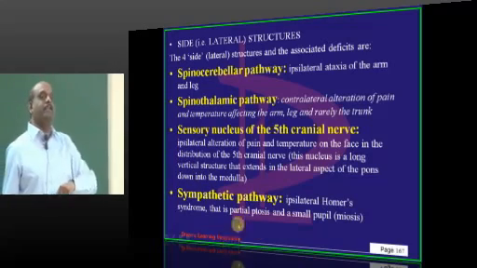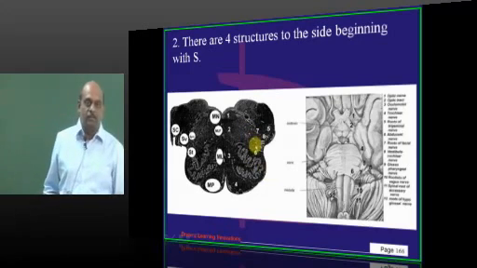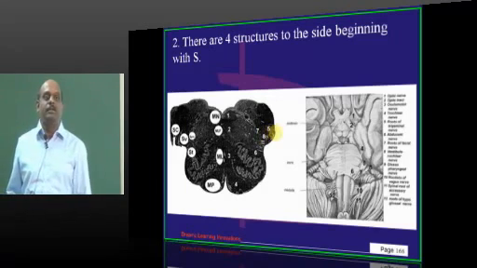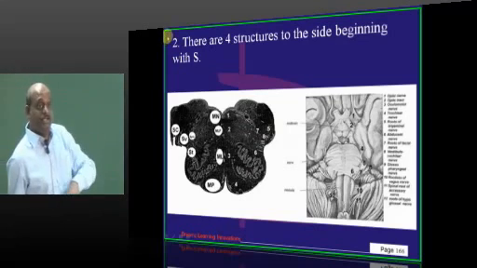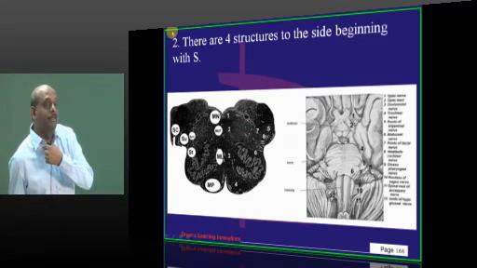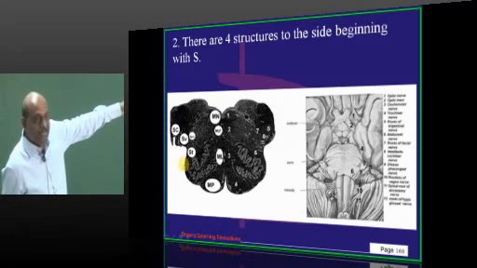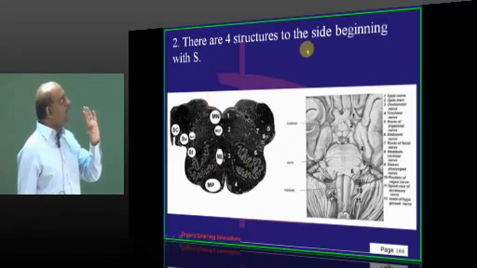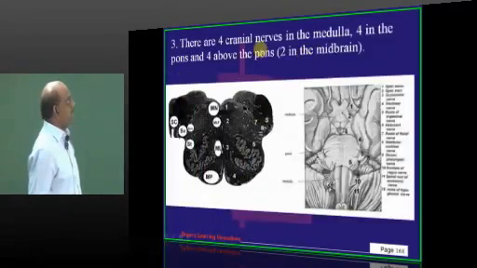Then your sympathetic pathway. आप नाराज हो गए किसी के ऊपर, you need to become emotionally strong and shout at somebody at the top of your voice. Your sympathetic system should start its journey from the hypothalamus. It has to descend through the brainstem and reach the cervical plexus. So that is the reason in lateral medullary syndrome, the sympathetic pathway is affected and you will get Horner's because of that. So 4 structures which are located laterally, starting with the alphabet S.